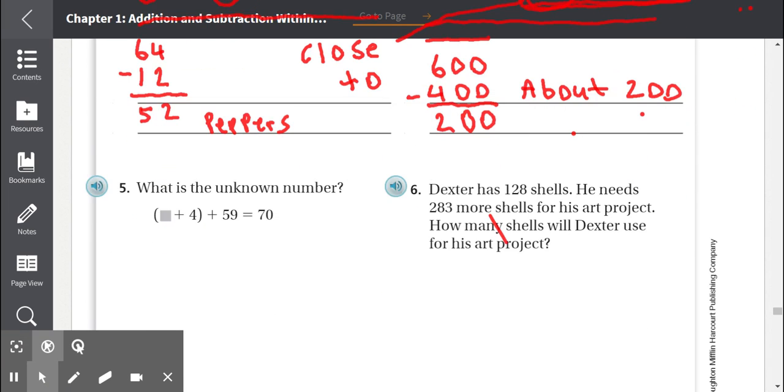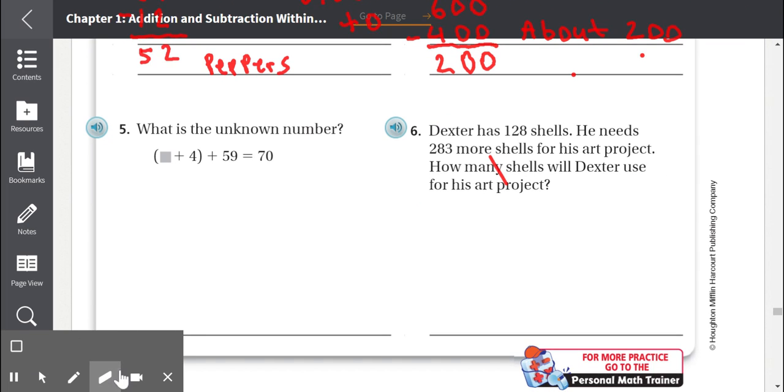Number 5. What is the unknown number? We have blank plus 4 in parentheses plus 59 equals 70. So how do we find the blank? So first, let's add 4 plus 59.